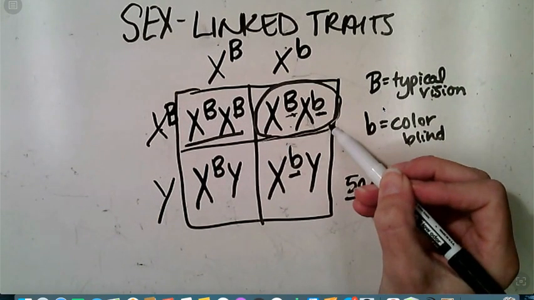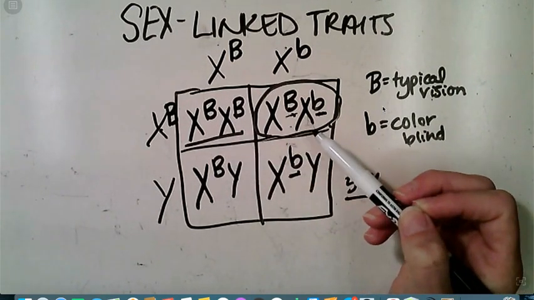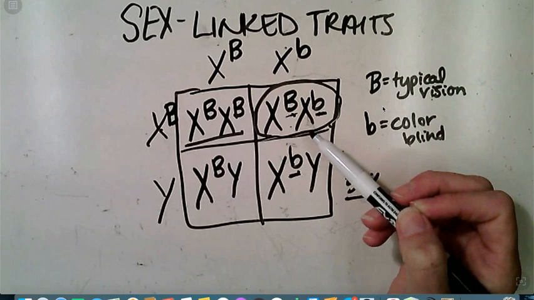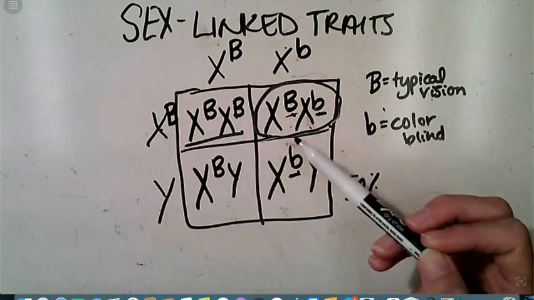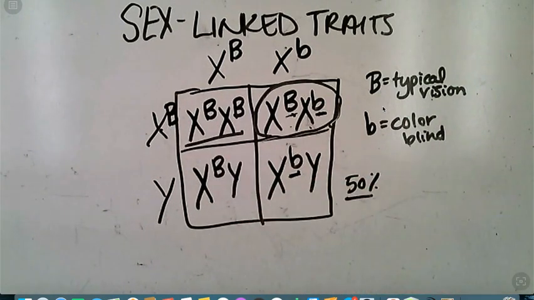This carrier here? Yeah. It would just depend on who she married. So if she marries a man that has color vision, then it'll be the same. But if she married someone who's colorblind, we can look at that probability.